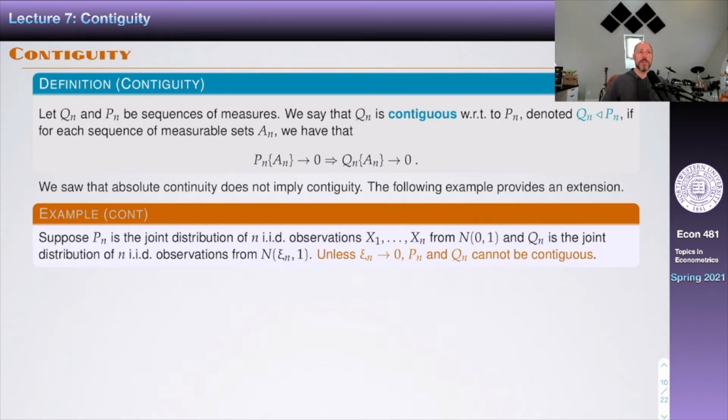If for each sequence of measurable sets An, we have that whenever Pn assigns probability 0 in the limit to this type of sets, Qn also assigns probability 0 in the limit to those type of sets. Okay?